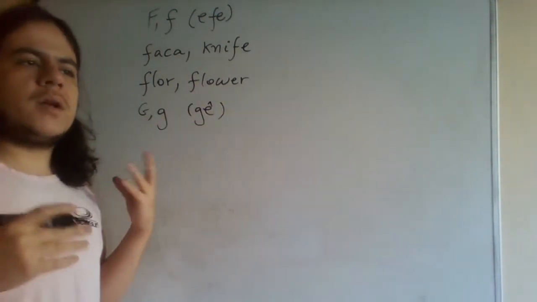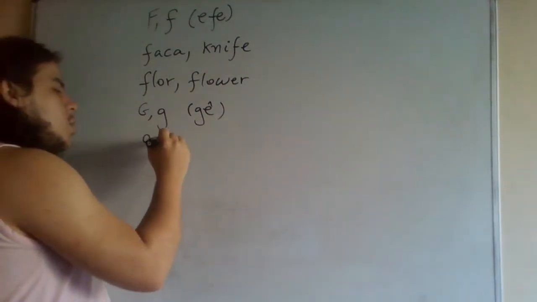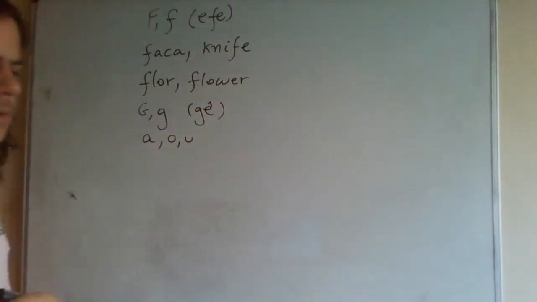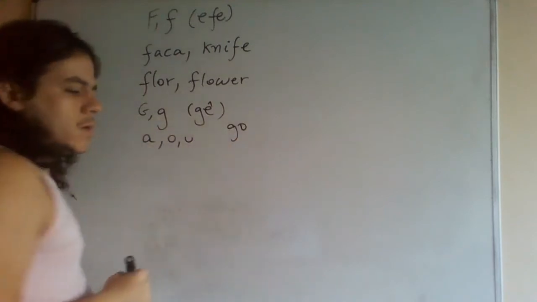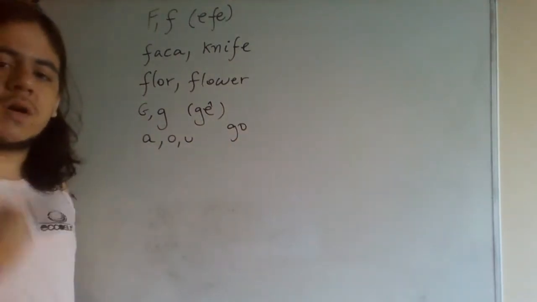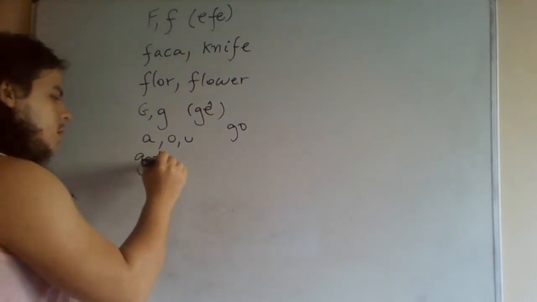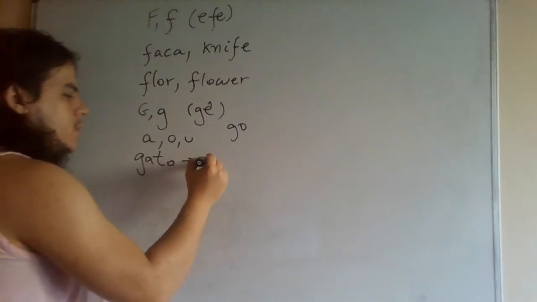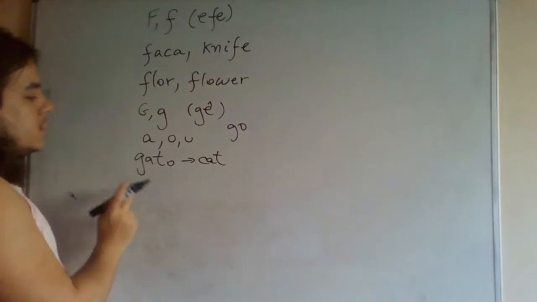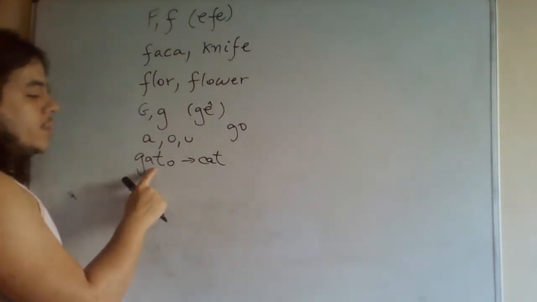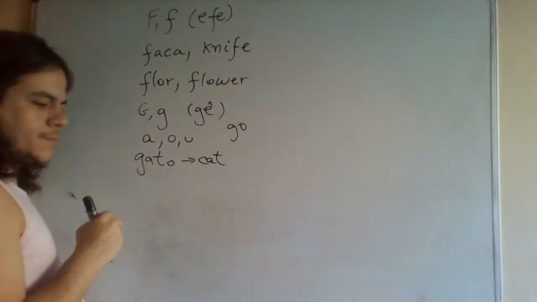Next letter. G in Portuguese is G, letra G. It can have two sounds. So before letters A, O, and U, it has a hard sound, like the word go in English. This sound G, go. For example, gato, it means cat, gato. So letter G, letra G before letter A, this hard sound, gato.